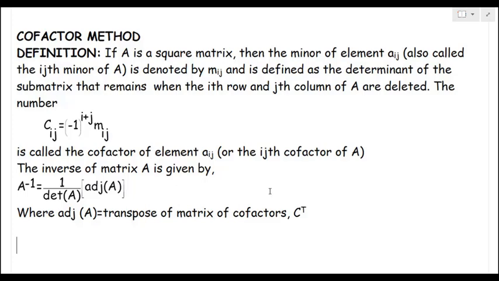The inverse of matrix A is given by A raised to minus 1, which is equal to 1 over the determinant of A multiplied by the adjoint of A, where the adjoint of A is equal to the transpose of the matrix of cofactors.